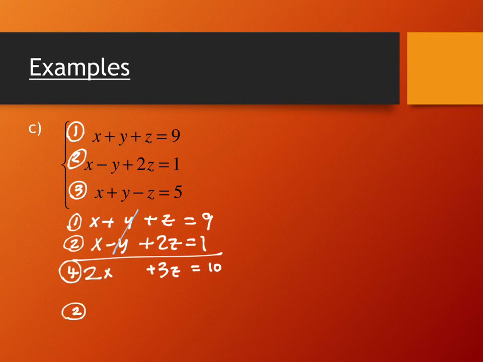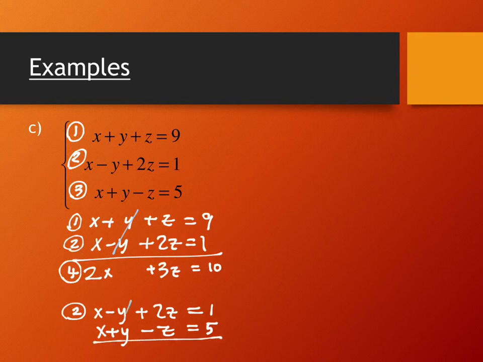Equation 2 and 3. So equation 2 is x minus y plus 2z equals 1. Equation 3 is x plus y minus z equals 5. Okay, so again, y's cancel. I have 2x plus z equals 6. That's equation 5. So we did 2 and 3? Yes, I didn't label it, sorry. Yes, 2 and 3 is what I did.